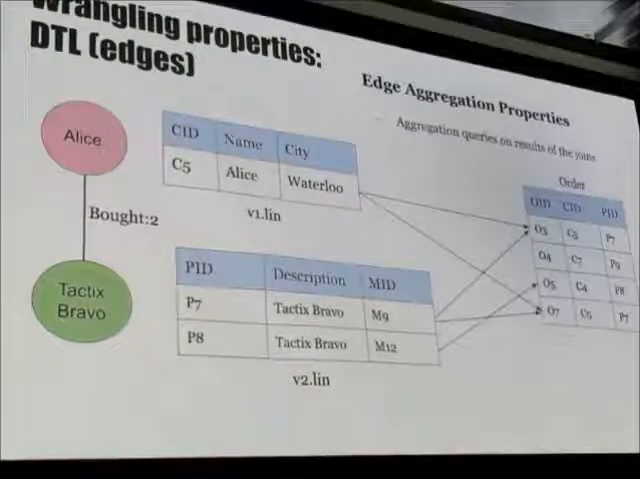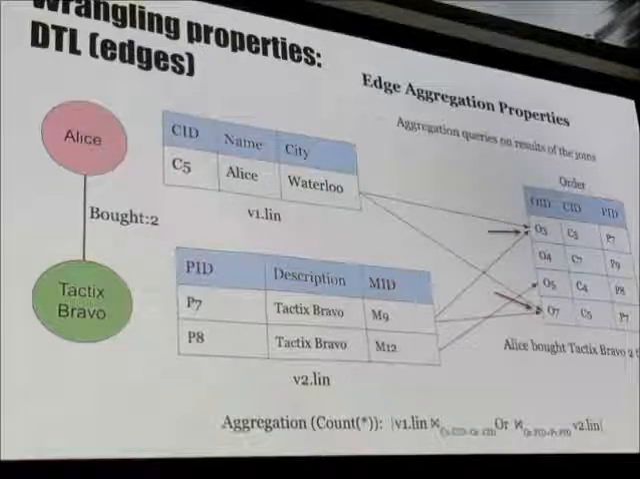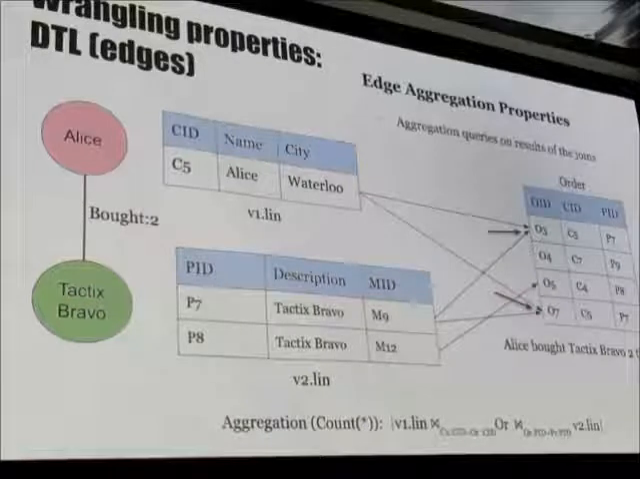So an edge aggregation property is similar to a node aggregation property, but the aggregation is computed on the join output. For example, we want to see how many times Alice bought this tactics Bravo product. We can see that there are 2 joins in this database, so we can simply count. So Alice bought this product 2 times. We can simply do count star on the join output. GraphWrangler supports every other aggregation that SQL supports.